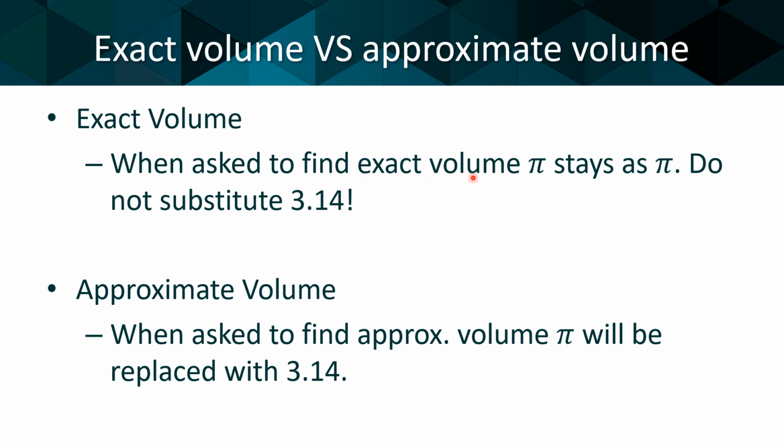When you're asked to find the exact volume of a figure, pi will stay pi in your answer. You do not substitute it for 3.14. We'll look at some examples of this. And if it says approximate volume, it wants you to approximate pi. And what do we approximate pi with? 3.14, that number that you are probably already familiar with. So when you're asked to find the approximate volume, pi will be replaced with 3.14 in the formula, in the equation. All right, let's look at some examples of this.